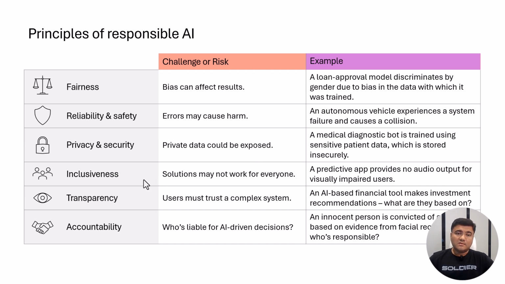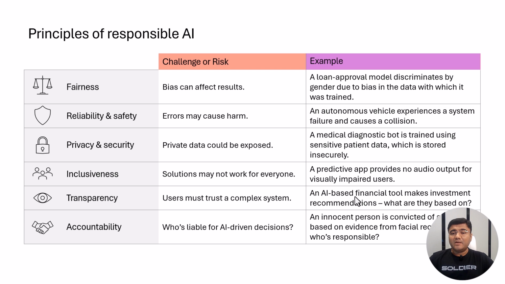Fourth one is inclusiveness. Maybe your solution may not work for everyone. If that kind of case is there, you have to make sure that your AI system empowers everyone. Let's say there is an example that you have created a predictive app which provides no audio output for visually impaired users. If again that is there, then blind people will not be able to use that application. Fifth one, which is transparency. The user must be able to trust your complex system. AI systems are most of the time very complex. And if it is complex, people will not believe, people will not trust that system. If that is the case, that's a bad thing again.